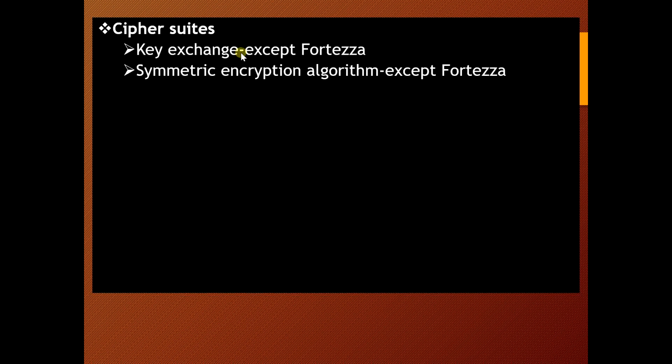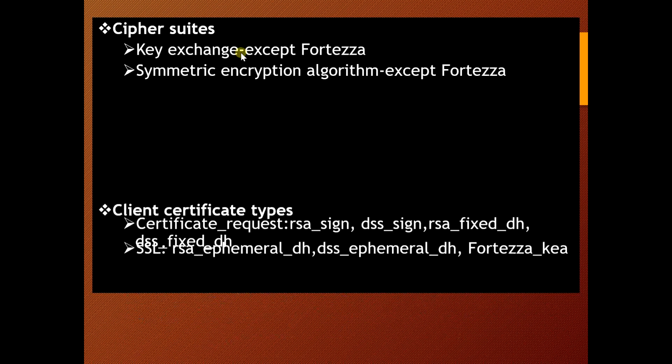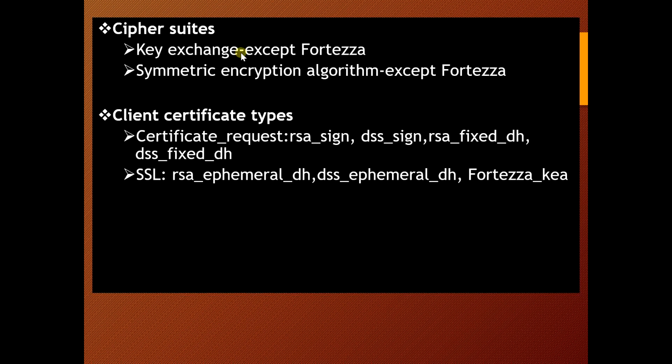And when it comes to symmetric encryption algorithms, TLS includes all the symmetric encryption algorithms found in SSL, again except for Fortezza. Now coming to the client certificate types, in TLS client authentication, the client, that is the browser, will use a certificate to authenticate itself during the TLS handshake. When asking for client authentication, the server will send a list of all the trusted certificate authorities to the client. The client will use this list to choose a client certificate that is trusted by the server.